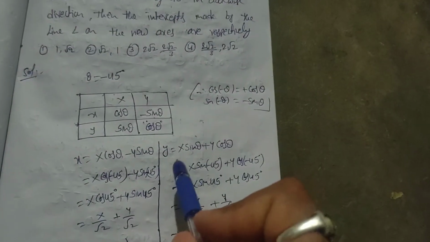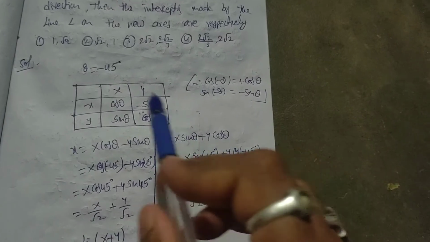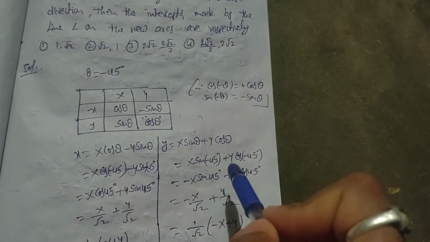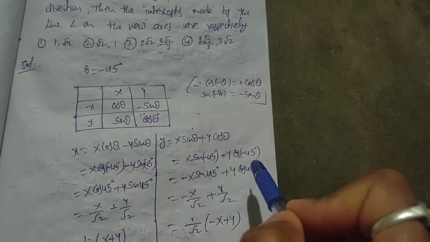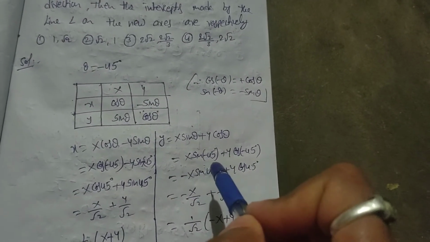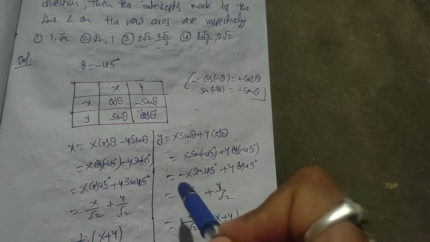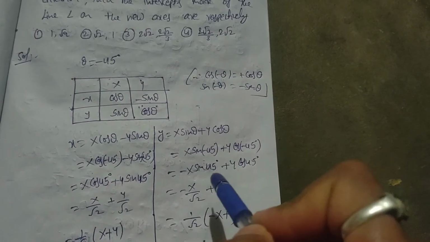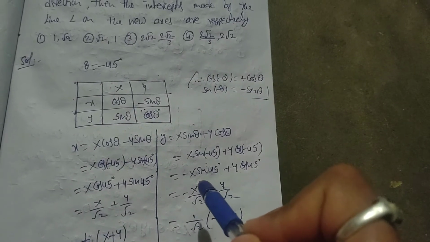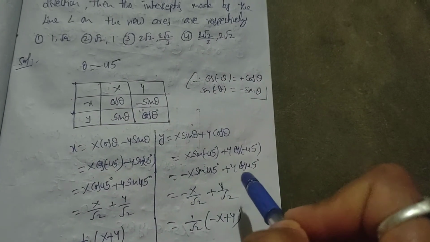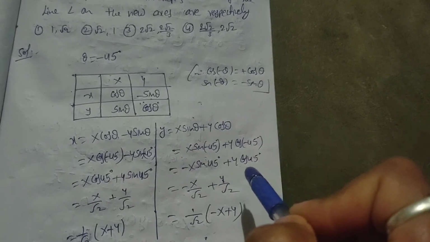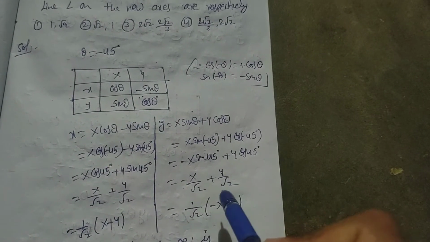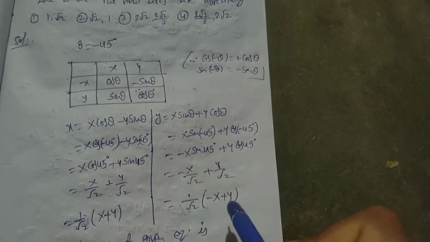And small y is equal to x sin theta plus y cos theta, according to this table. So this is equal to x into sin of minus 45 degrees plus y into cos of minus 45 degrees. Sin of minus theta means minus sin theta, so minus x into sin 45 degrees plus y into cos 45 degrees. Sin 45 degrees is again 1 by root 2, so minus x by root 2, plus y into cos 45 degrees, which is again 1 by root 2 only, so plus y by root 2. If you take 1 by root 2 common, then we have minus x plus y.